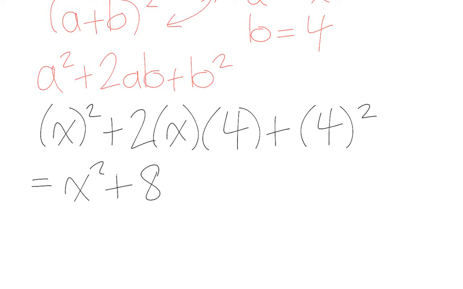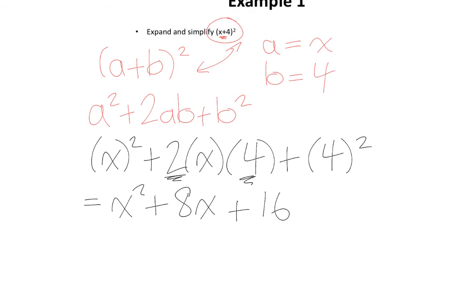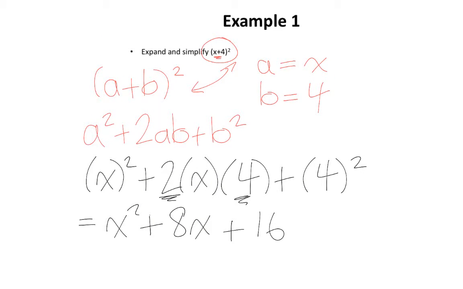That is equal to x squared plus 8x, why 8? Because 2 multiplied by 4 is equal to 8, and I'm going to have plus 16 because 4 to the power of 2 is 16. I cannot simplify this any further, and my final answer is a perfect square trinomial. And there you go, all the work that is required to use this shortcut.